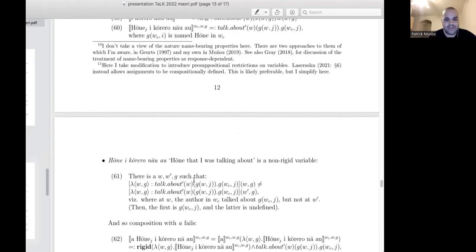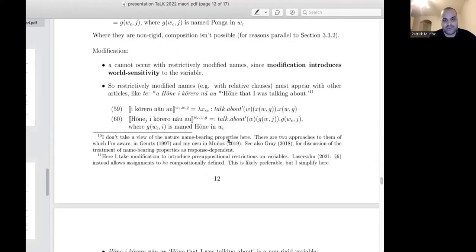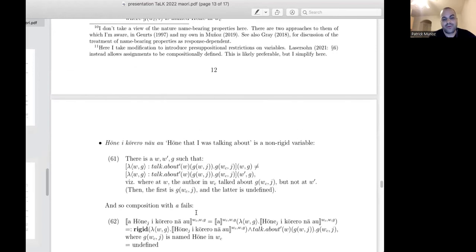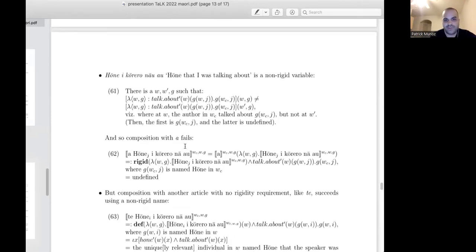Now, when that happens, a is not going to compose because this is a non-rigid variable. There are two worlds such that these don't match up. Namely, there could be a world where the individual is named hone at the world of the context, but in the two different worlds of evaluation, it's two distinct individuals that are actually named hone at the world of context that are being talked about in those distinct worlds. So composition with a will fail. No personal marking for any modified noun phrase.